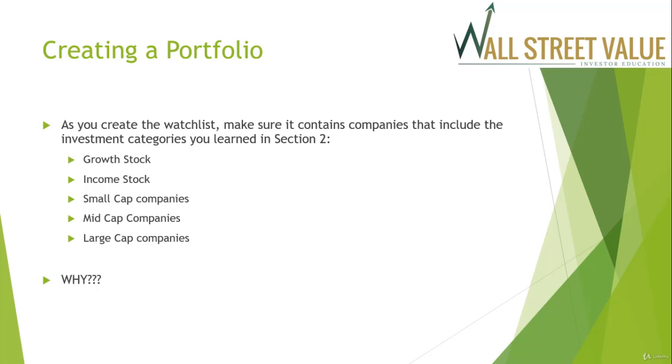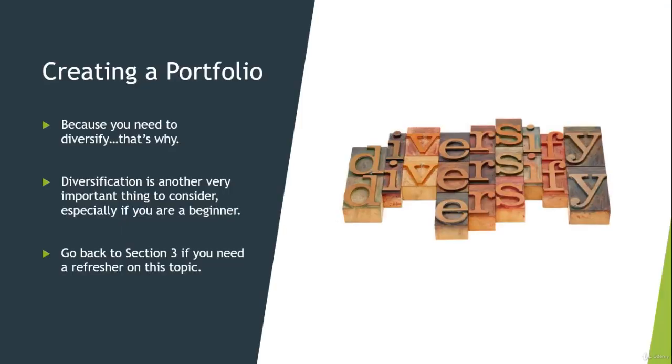As you create the watch list, make sure it contains companies that include the investment categories that you'll learn in Section 2. You want to include growth stock and income stock, and you don't want to put all of these into large cap, big names that you're familiar with. It's a very common mistake. You want to make sure you include small company stocks, mid-sized company stocks, and also the large caps. Why? Because you need to diversify.